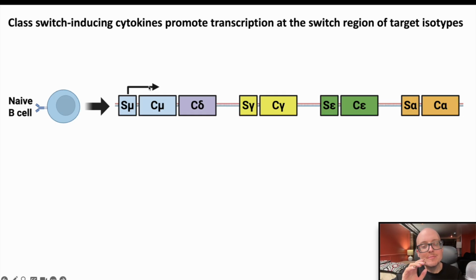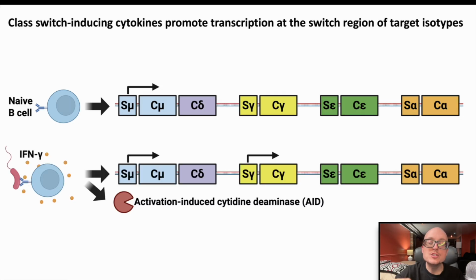But for right now, what I'll point out is that in a naive B cell, the only switch region that is active, or the only switch region through which transcription is occurring, is the switch mu region. And that is because this is the only area that is transcriptionally active, because the cell is only expressing mu and delta, which are immediately downstream. However, in order to accomplish class switching, a major thing that needs to happen is that we need to induce transcription through one of the other switch regions.